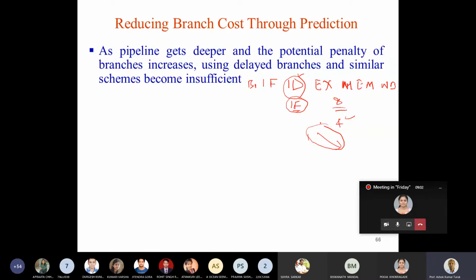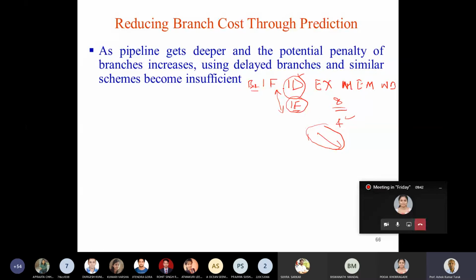So the penalty increases when the pipelines get deeper, and using the delayed branch and similar schemes becomes insufficient. Now, what happens in the delayed branch technique? In a delayed branch technique, between the branch instruction and my target, I am putting some useful instructions. Finding these useful instructions is always difficult. In our MIPS pipeline, we pay a 1 clock cycle penalty.